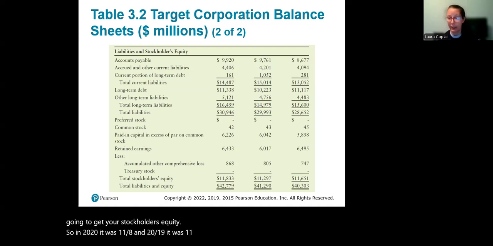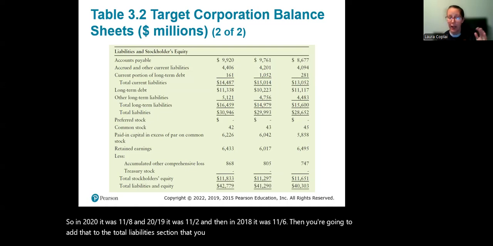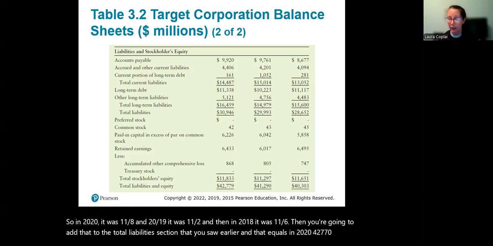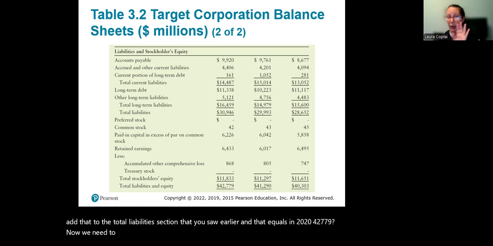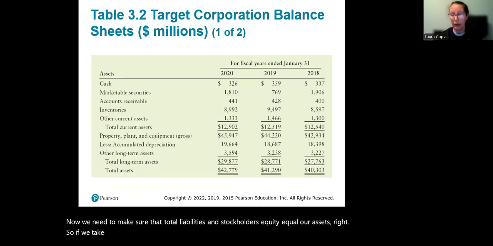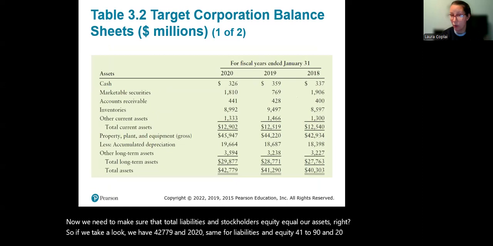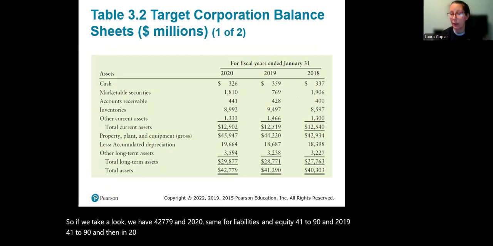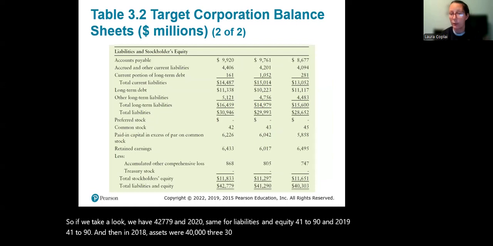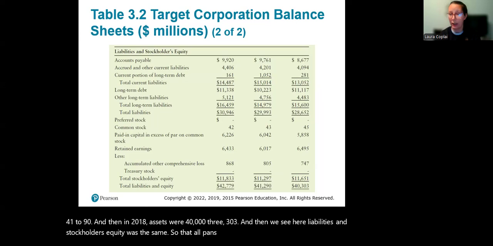And then in 2018, it was 11.6. Then you're going to add that to the total liabilities section that you saw earlier. And that equals, in 2020, 42,779. Now, we need to make sure that total liabilities and stockholders' equity equal our assets, right? So if we take a look, we have 42,779 in 2020, same for liabilities and equity. 41,290 in 2019, 41,290. And then in 2018, assets were 40,303. And then we see here liabilities and stockholders' equity was the same. So that all pans out. So we have an equal balance sheet here.